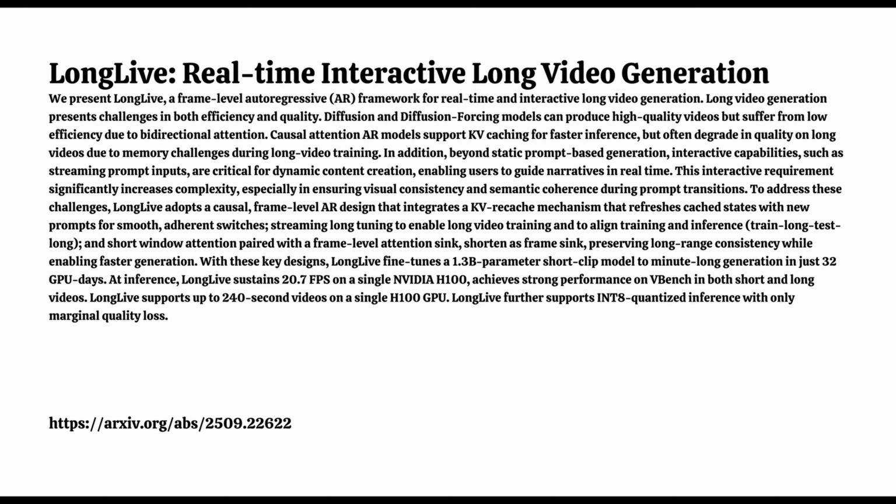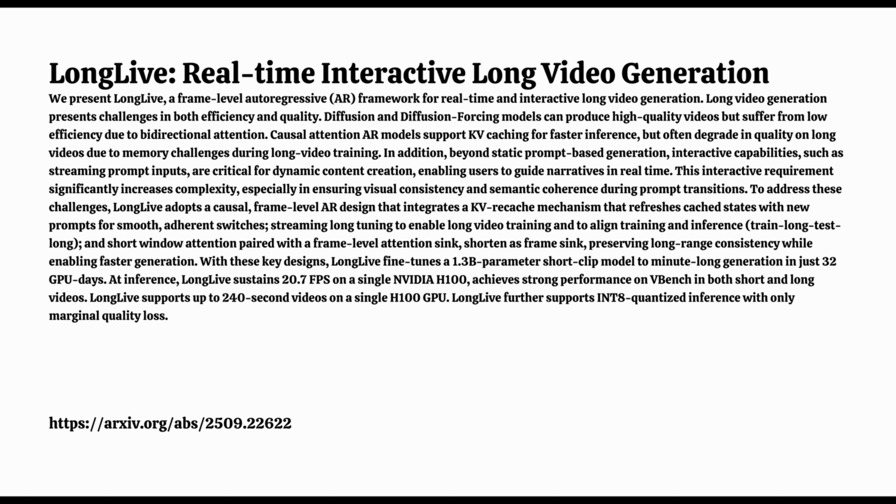Right, so LongLive needed a different approach. They went with a causal, frame-level AR design, trying to get the speed benefits but solve those consistency issues. Precisely. They engineered it from the ground up for efficiency and interaction. Okay, let's talk about that interaction piece. Being able to change the prompt midstream. That sounds tricky. How do you avoid just a jarring cut?